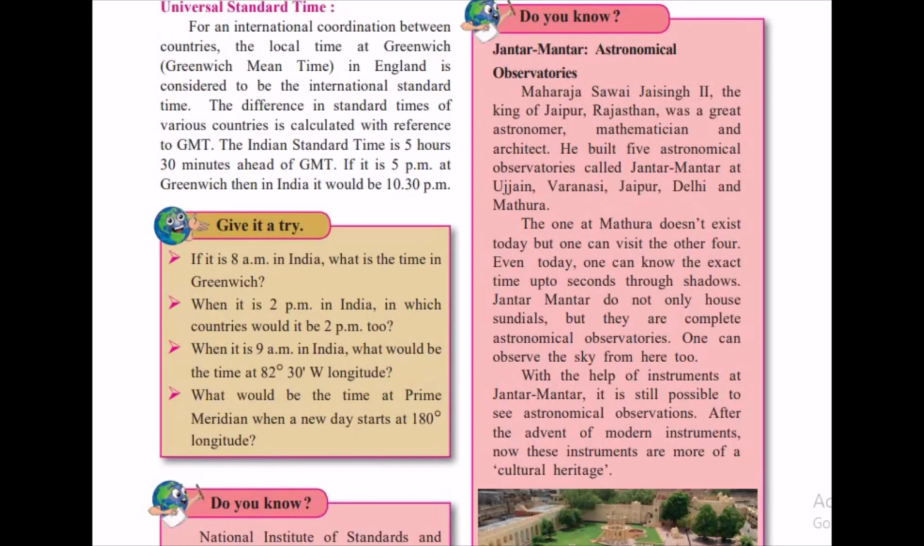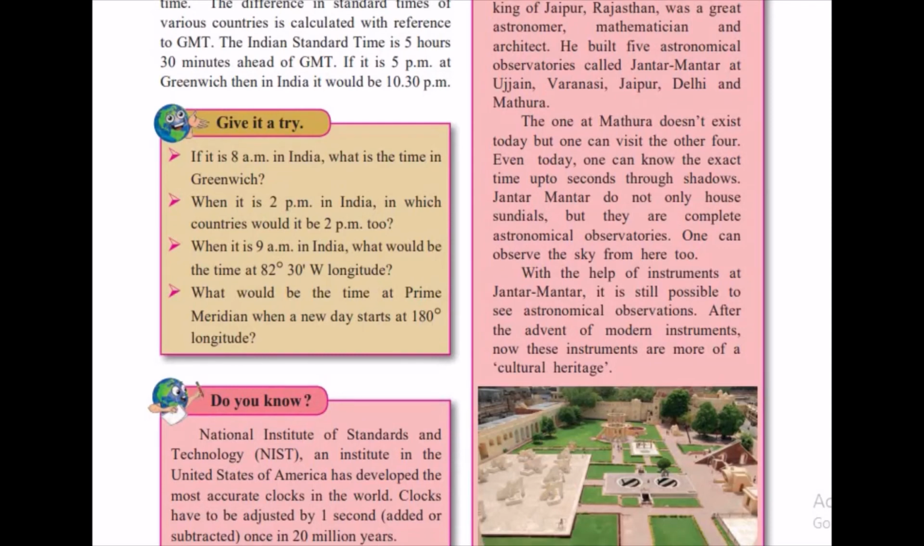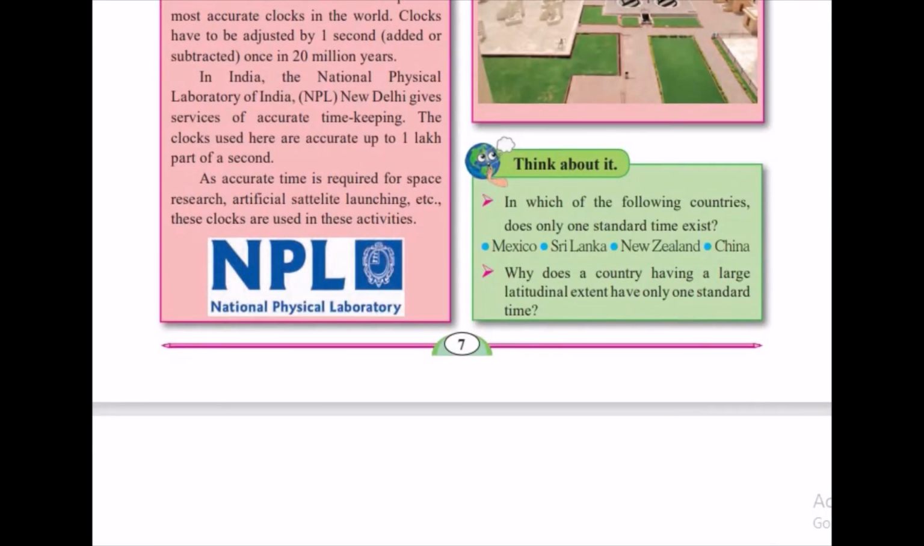Even today one knows the exact time up to the seconds through the shadow at Jantar Mantar. They are not only a house of sundials, but also complete astronomical observatories. One can observe the sky from here too. With the help of the instruments at Jantar Mantar, it is possible to make astronomical observations, although after the advent of modern instruments, these instruments are more of cultural heritage.